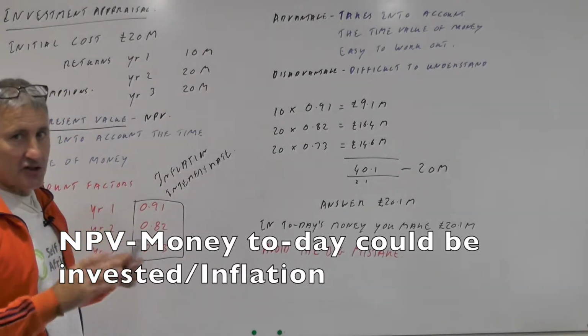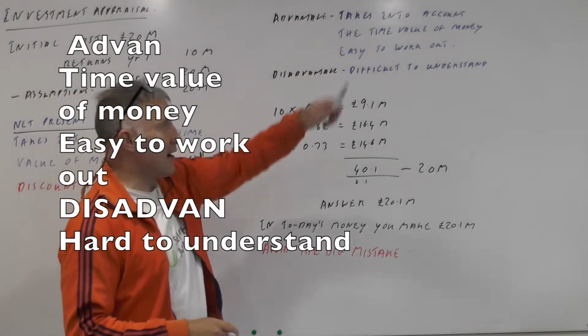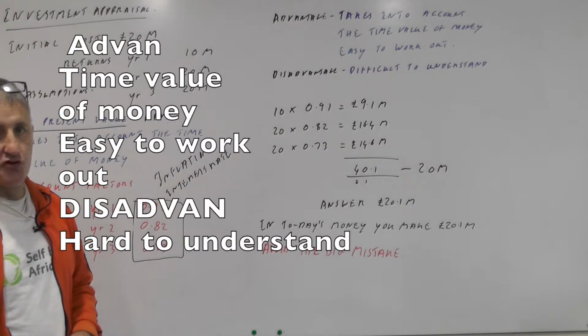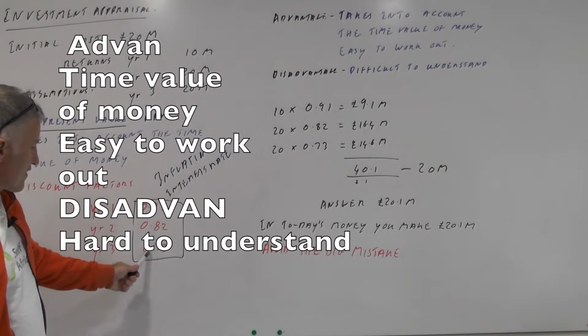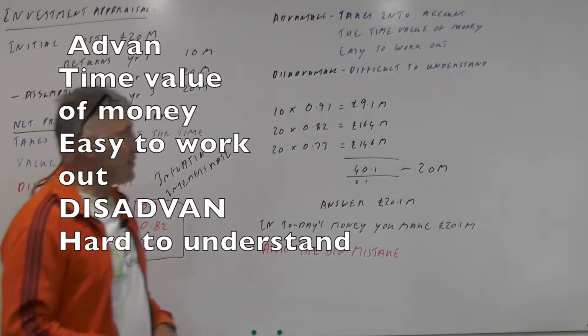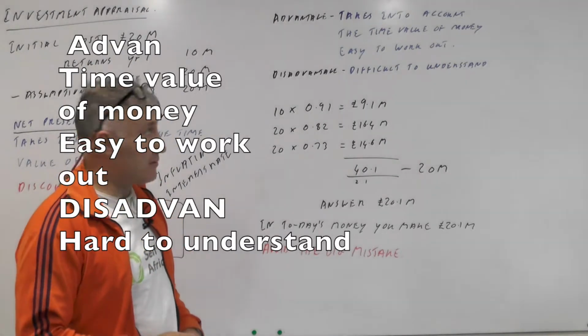Now, the big advantage of net present value is it takes into account the time value of money, because money in the future is worth less than it is today. So £10 in 3 years' time is only worth £7.30. And the second thing is it's quite easy to work out.